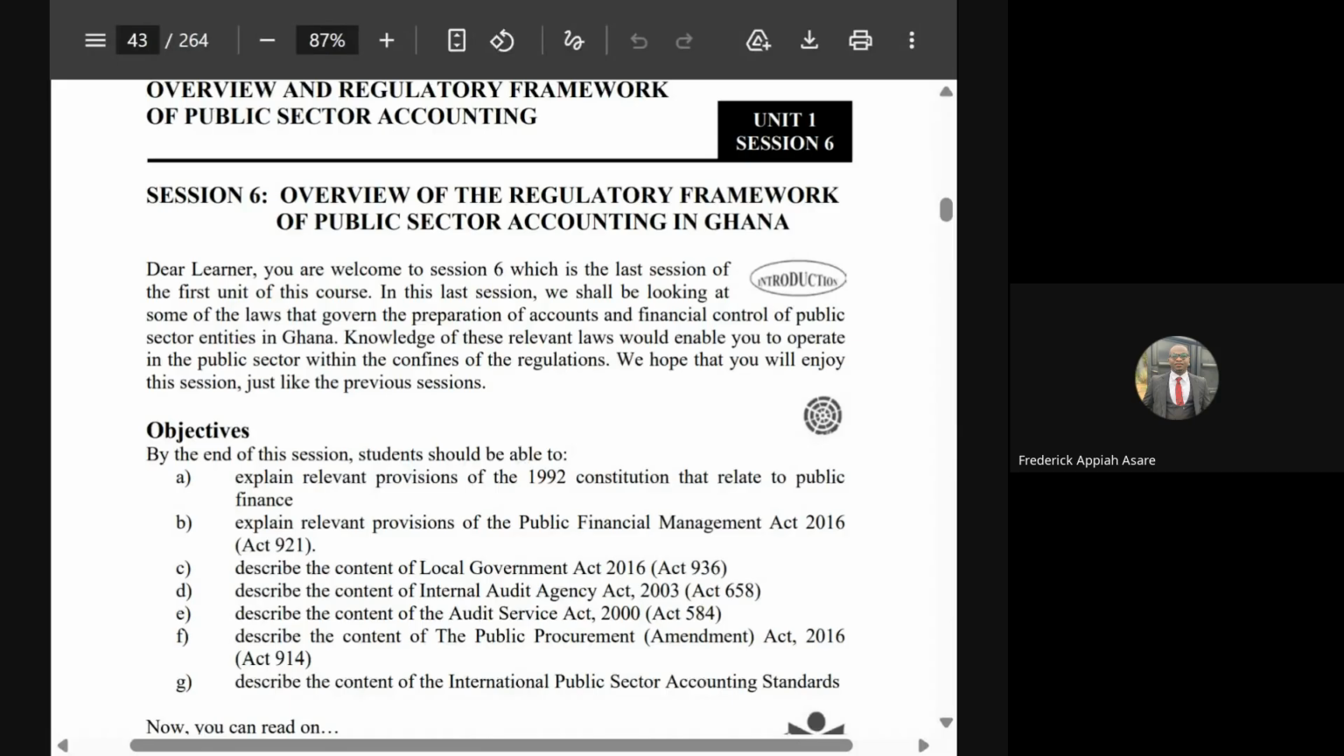It gave us the various guidelines in preparation of these public sector accounts.